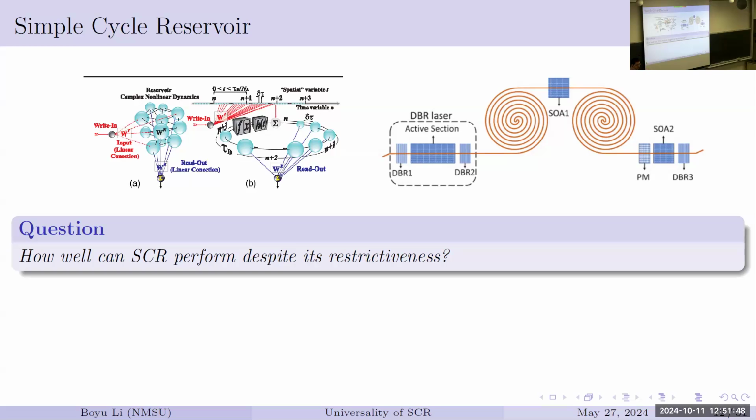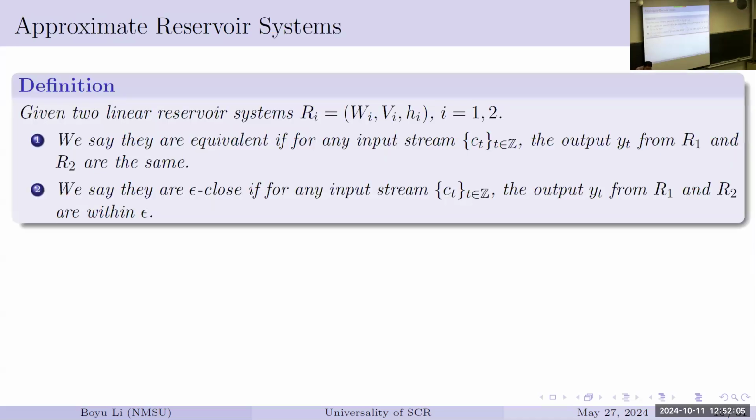So the question is, is it going to be universal? Meaning, is it going to approximate anything in general? That's the goal of our research. And it turns out the answer is yes. It actually approximates all the linear reservoirs we have. Now, what do we mean by approximating a linear reservoir?